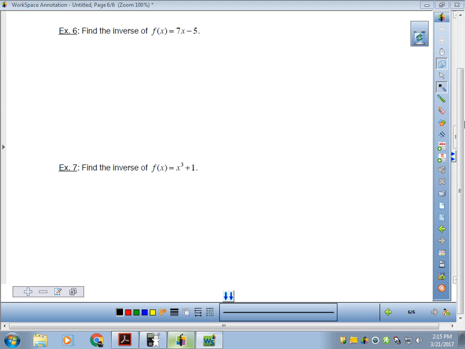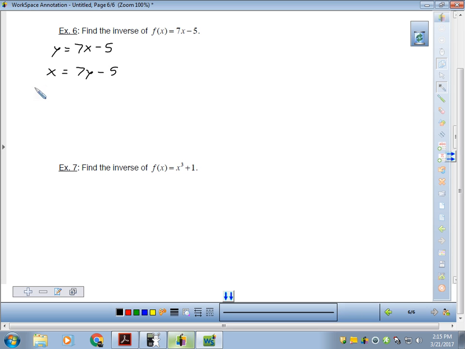So example 6 asks us to find the inverse of f of x equals 7x minus 5. First step is replace f of x with y. So we have y equals 7x minus 5. The second step is switch x and y. So I'm going to have x equals 7y minus 5. The third step is solve for y.